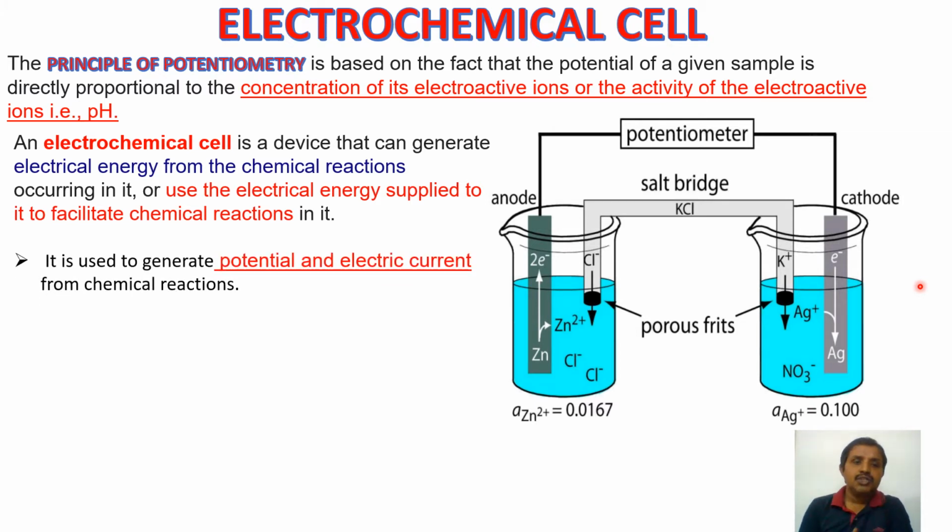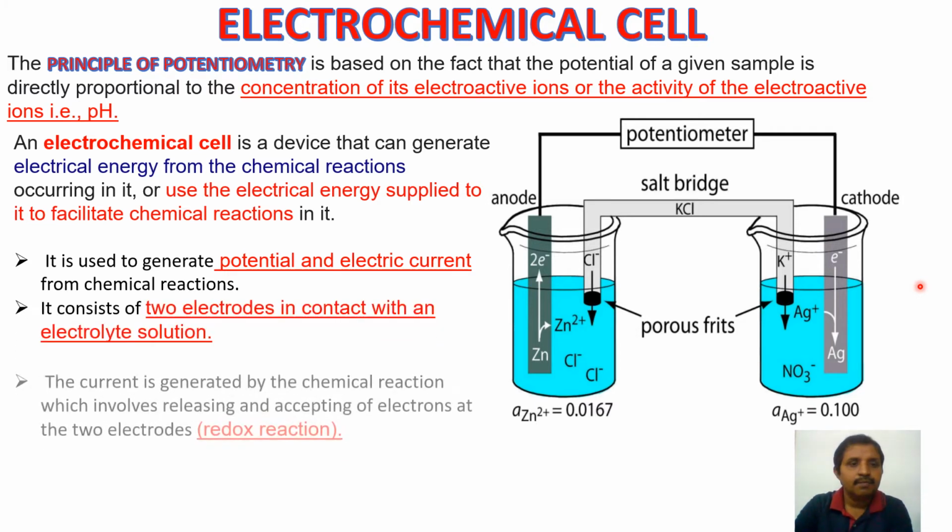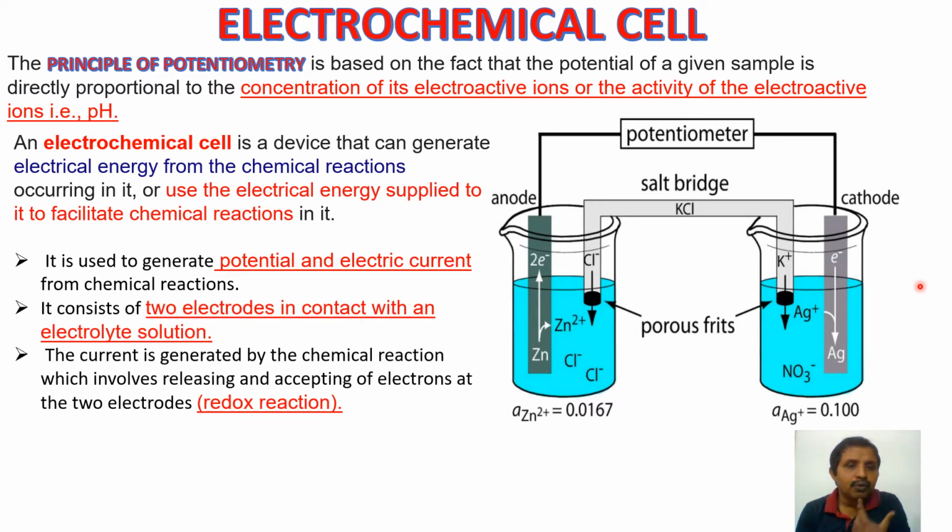Now, these electrochemical cells are used to generate electric current from chemical reactions. These are the properties. Next, it consists of two electrodes which are in contact with the electrolytic solution. The next property is that the current is generated by chemical reactions which involve releasing of electrons or accepting of electrons at the electrodes.